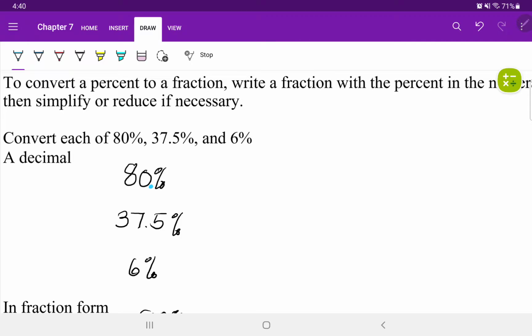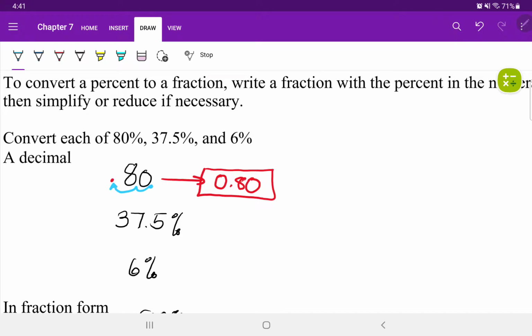Now we're going to follow the steps, because it says here you want to drop the percent sign, which is gone, and then move your decimal point 2 places to the left, which means your new decimal will be right here. So 80% as a decimal is 0.80. Let's write that a little bit better. Let's do the same thing for the next one.